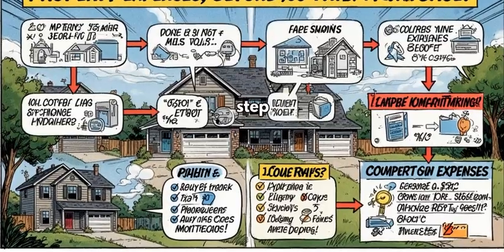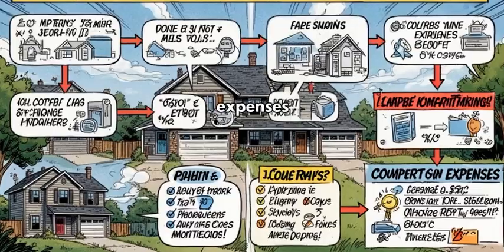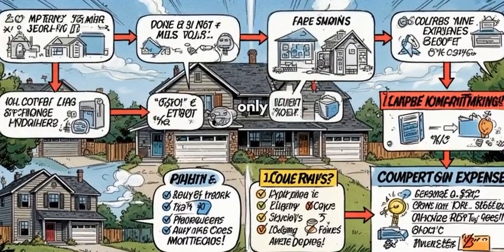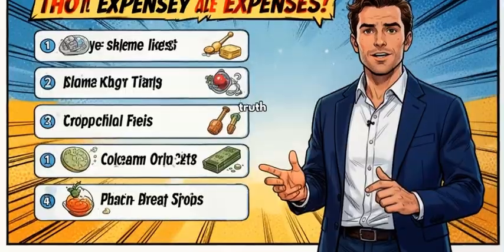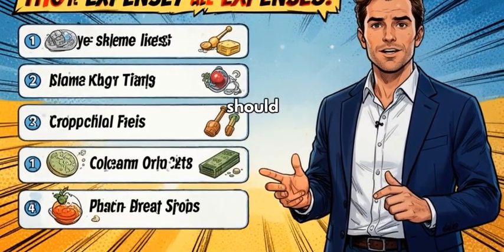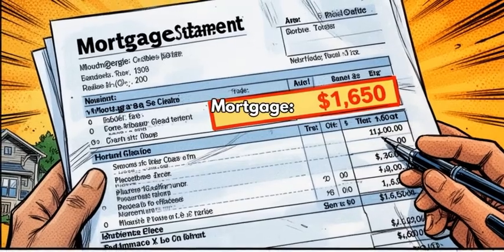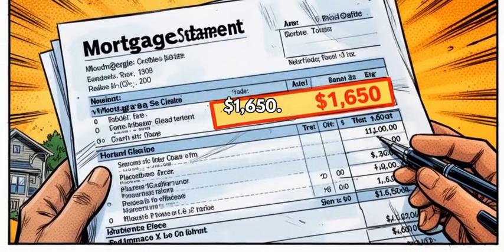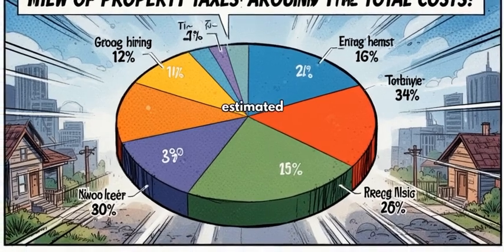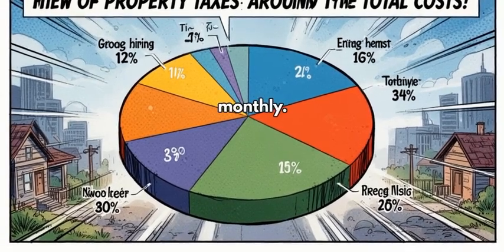Now, moving on to step 3, we must calculate all expenses associated with the property. A common mistake for beginners is to only consider the mortgage payment. The truth is, you need to account for several other costs. Here's what you should include. 1. Mortgage, $1,650. 2. Property taxes, estimated at $300 monthly.